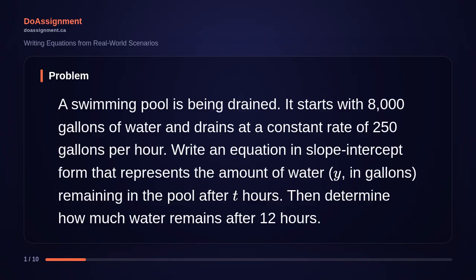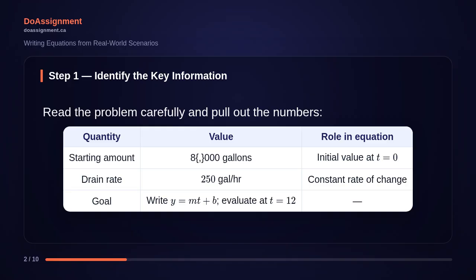Now let us work through the solution step by step. Let's start by pulling out the key information. The pool starts with 8,000 gallons. That's our initial value at time 0. It drains at 250 gallons per hour. That's our constant rate of change. Our goal is to write a slope-intercept equation and then plug in 12 hours.